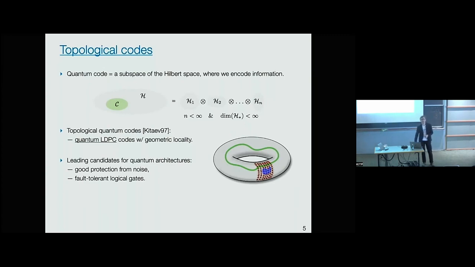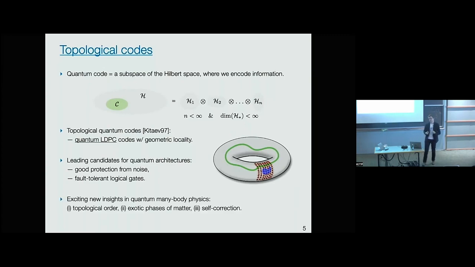And as a side remark, topological codes are not only interesting from the perspective of building a quantum computer. Topological codes also provide insights into quantum many-body physics and illustrate a few concepts such as topological order. They provide a very concrete realization of exotic quantum phases of matter, or they can tell us a little bit about self-correction. But let's focus on quantum error correction.